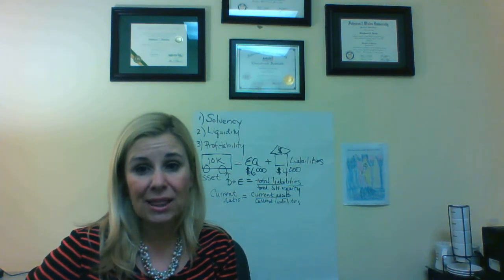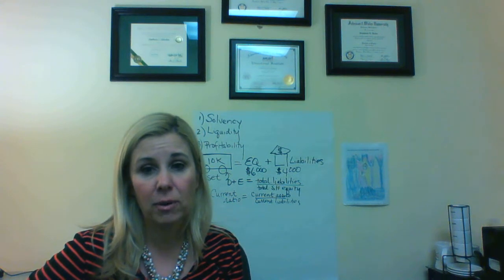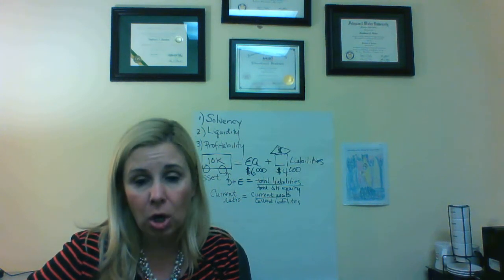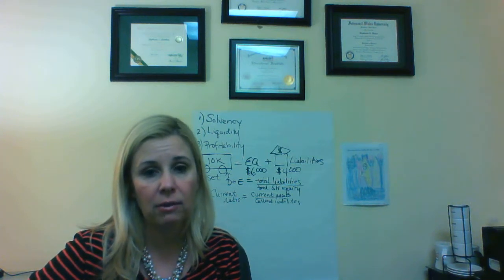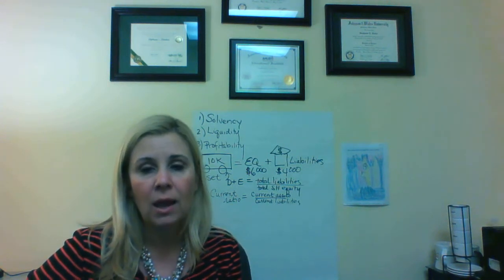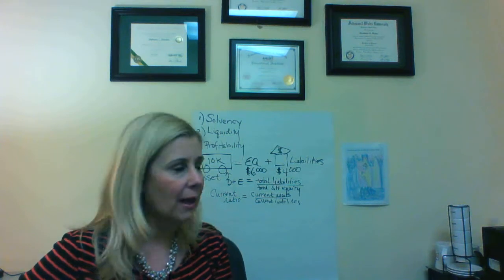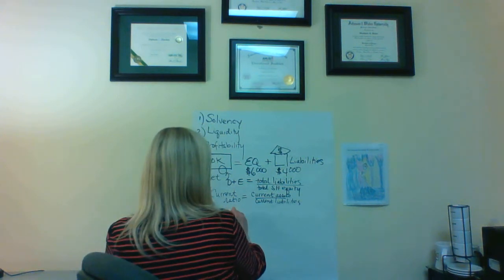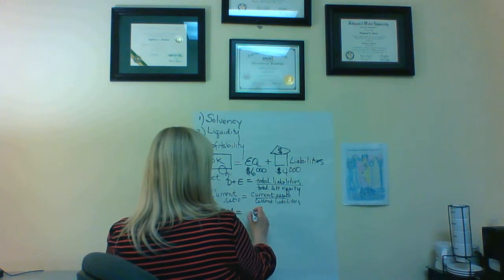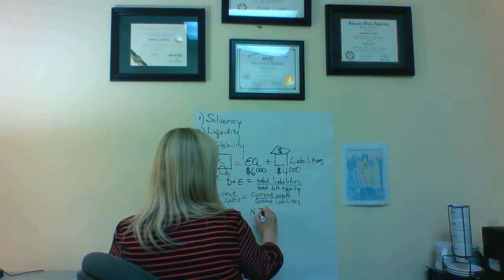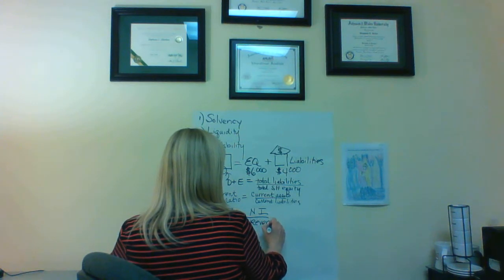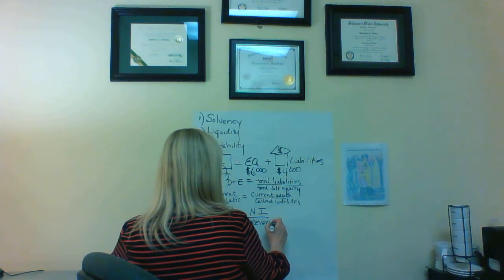The place that we look to find pieces of information to calculate profit margin, which is a profitability ratio, is the income statement. The profit margin ratio is net income over total revenue.